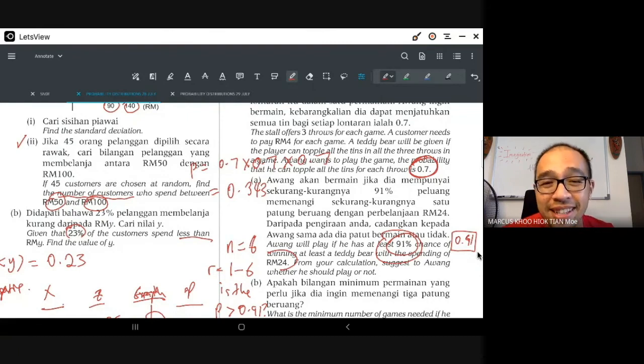Okay, dia main sebanyak 30 kali untuk mengetahui satu kali tu, what is the probability of him getting all the tins dalam one throw. And he found that his average will gravitate towards 0.7. Then he chooses the n. The n is 6. Okay, so mungkin dia hanya ada 24 ringgit saja. So he chose the n is 6.